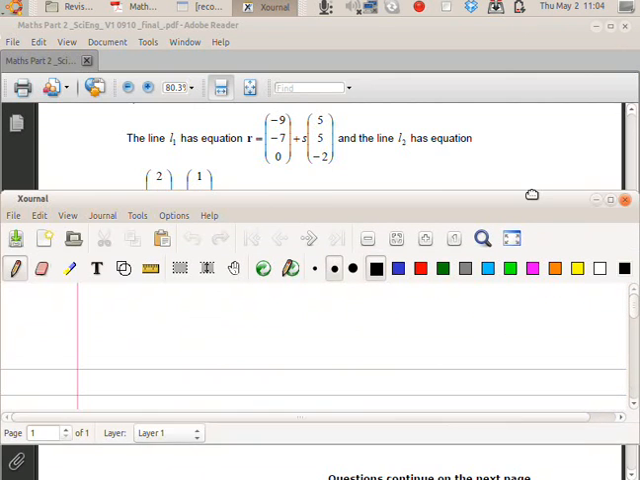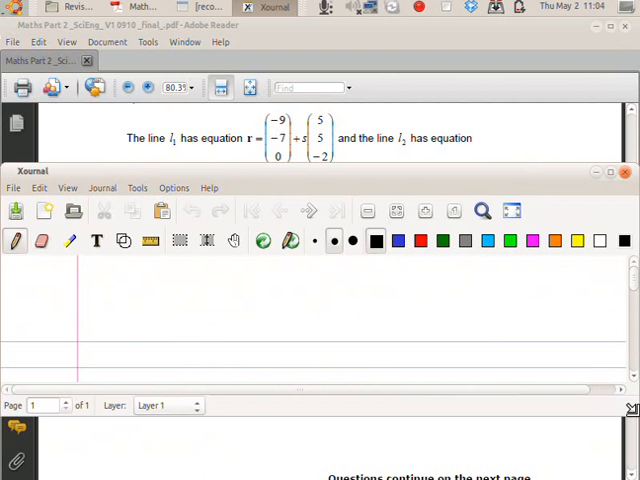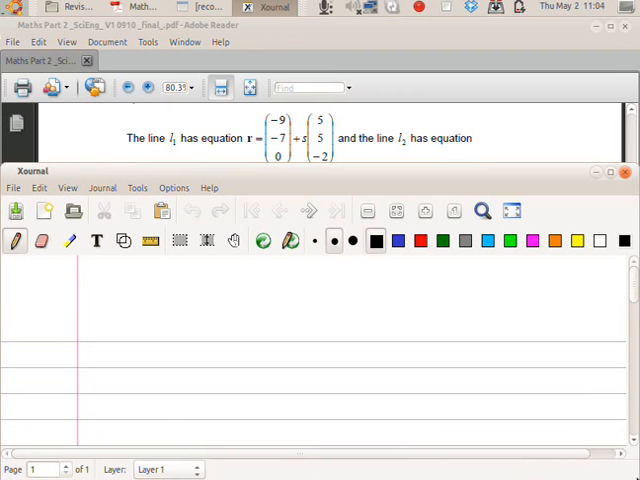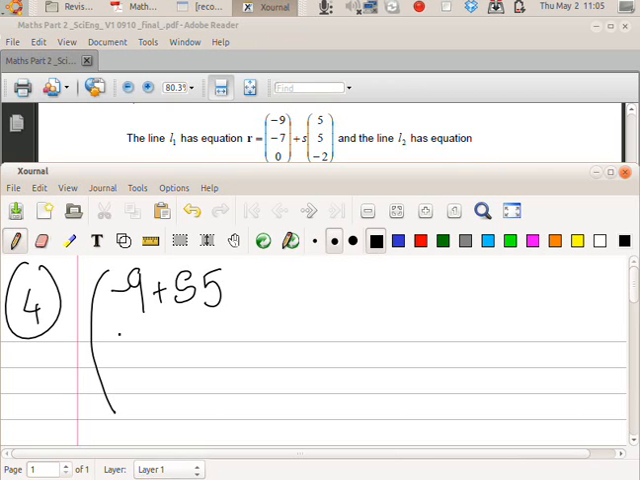Let me just write these two vectors down. The first, this is 4, I think. So the first vector is minus 9 plus 5S, minus 7 plus 5S, and 0 minus 2S.